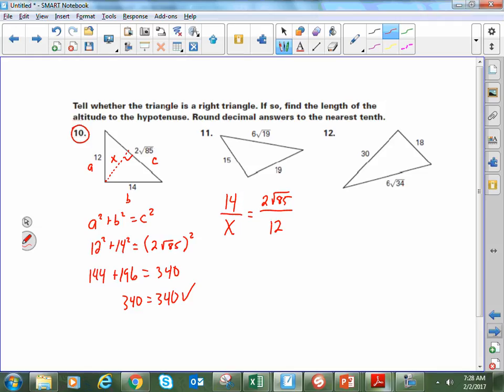So 14 over x is the hypotenuse of the medium triangle to the short leg of the medium triangle, and then I'm looking at the hypotenuse of the large triangle to the short leg of the large triangle. Just setting up a proportion, and when I cross multiply to solve for x, I get about 9.1. That's about the altitude that we're looking at on that one. And you'll do the same thing on 11 and 12. See if it's a right triangle first with the Pythagorean theorem, and if it is, find the altitude by writing a proportion with similar triangles.